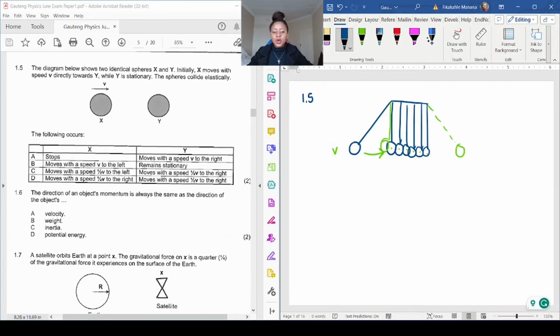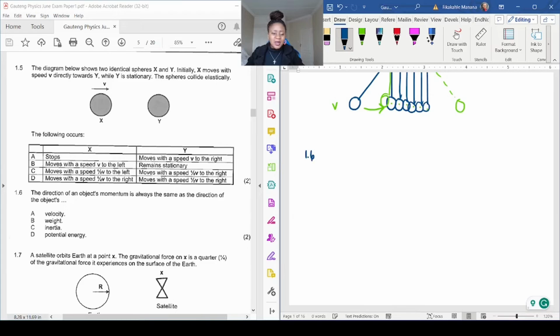So it would go with this velocity and then it's transferred to the last pendulum, and then it goes up and then comes back again. Okay, so that's what I'm thinking about when I'm answering this question, and hence I'm saying that X will stop, right, while Y moves with speed V to the right, because this is elastic. Okay, and then Y will come back to the left, will stop, and then X continues with the same velocity.